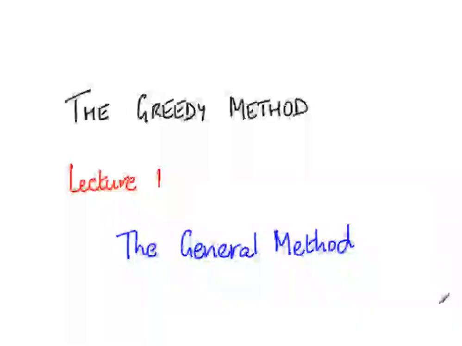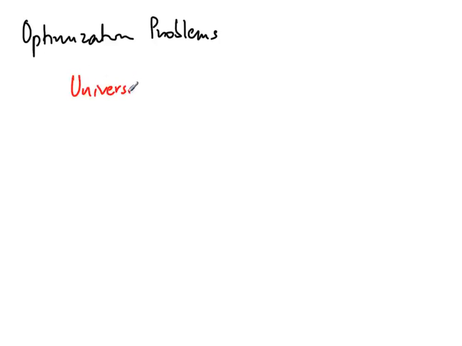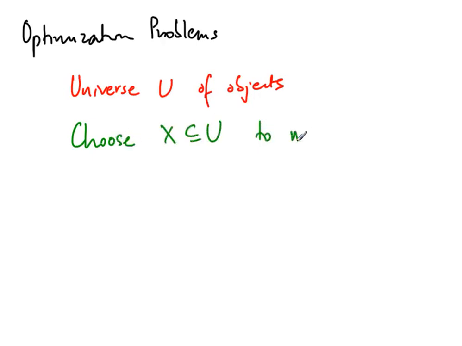We will now look at a new type of algorithm design principle called the greedy method. Many algorithm problems are actually optimization problems. So in such problems, typically we have some kind of universe or a set of objects, and we have to choose some subset of U so that we maximize, or in general it may be minimize also, say optimize some objective function.